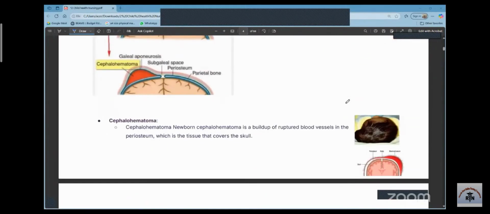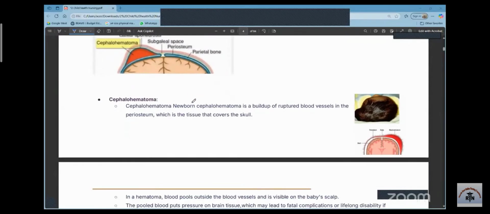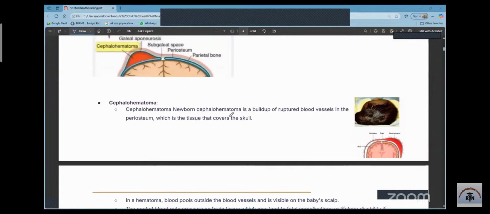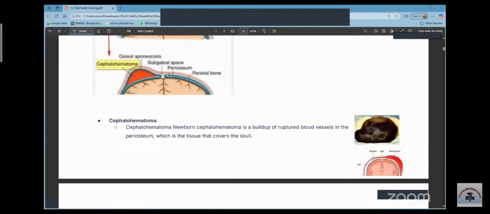Then we have cephalohematoma. In a newborn with cephalohematoma, it is a build-up of blood from ruptured blood vessels in the periosteum, which is the tissue that covers the skull. This is the periosteum. You see, this is the normal side of the fetal skull. Because of a traumatic delivery or different causes, there can be a rupture of a blood vessel in the periosteum. So if there is accumulation of blood, hematoma means there is blood.